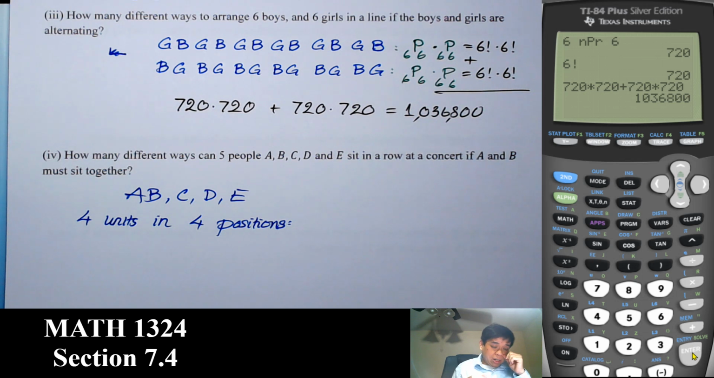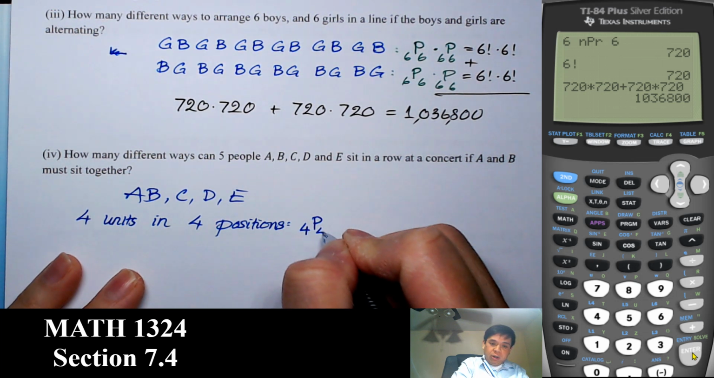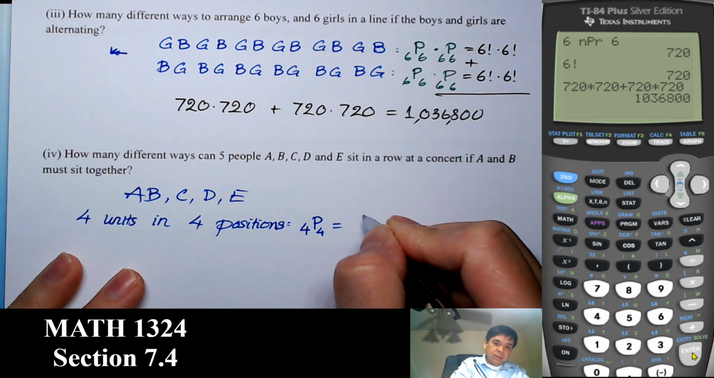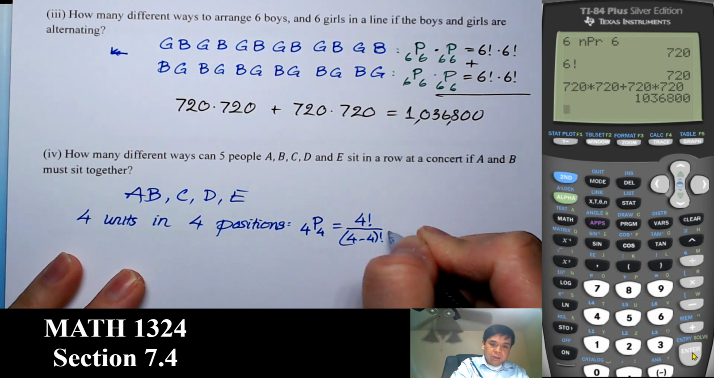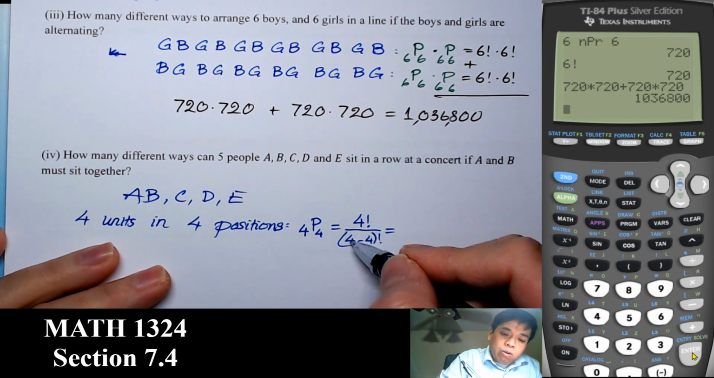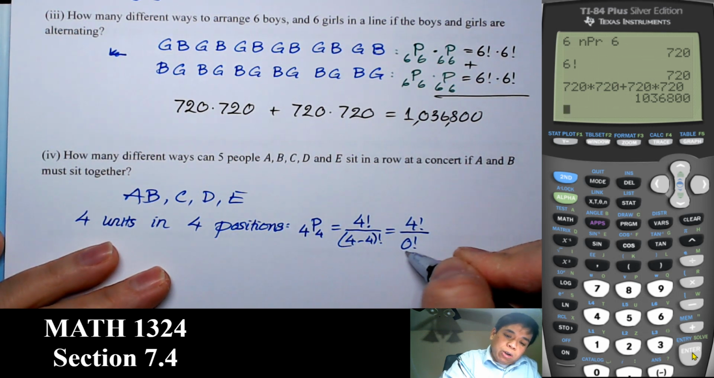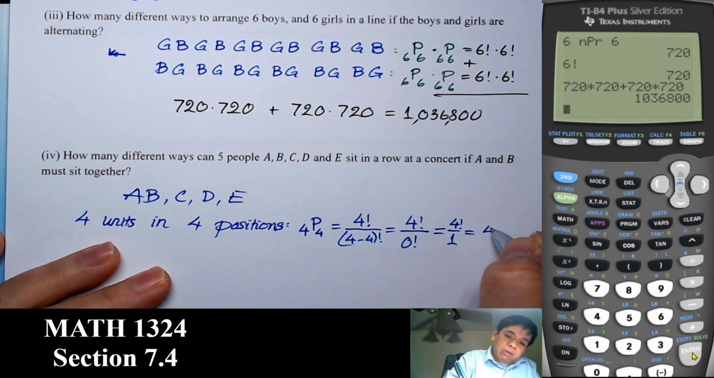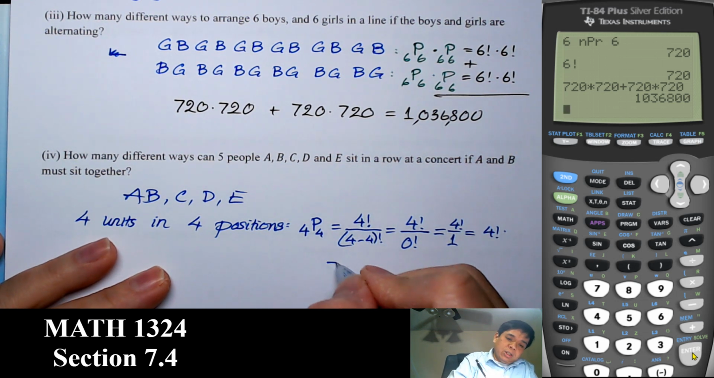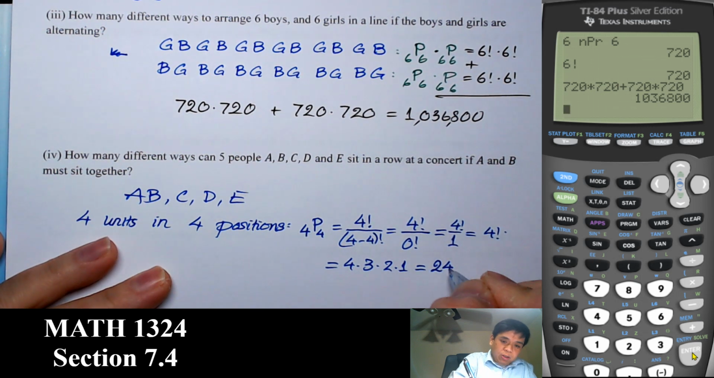Because we can rearrange them, but all 4 units, that gives us 4 positions, and then put 4 people into it. If we use the formula n factorial over n minus r factorial, 4 factorial over 0 factorial. By definition, 0 factorial is 1. That gives us 4 factorial, which is 4 times 3 times 2 times 1, 24. Right, but that's not it.